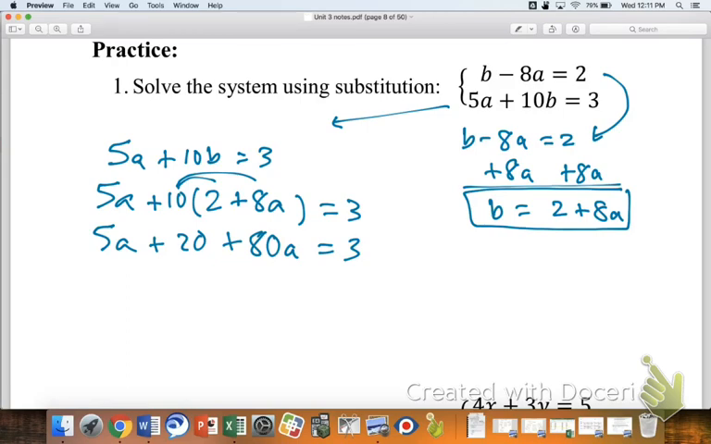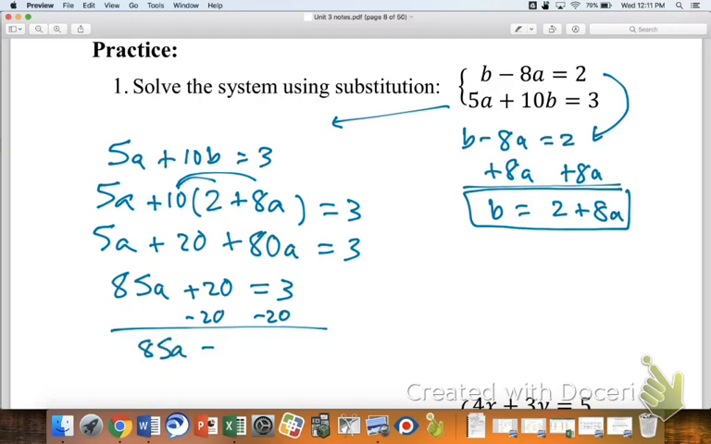Walking around, I saw some of your numbers are a little bit on the inconvenient side, but looks like that's just how this one's going to turn out. Do you guys see the two like terms that could be added? Get 85a plus 20 equals 3. We get rid of the 20 by subtraction. So we get 85a equals negative 17. Divide both sides by 85. Therefore, a is equal to negative 17/85.